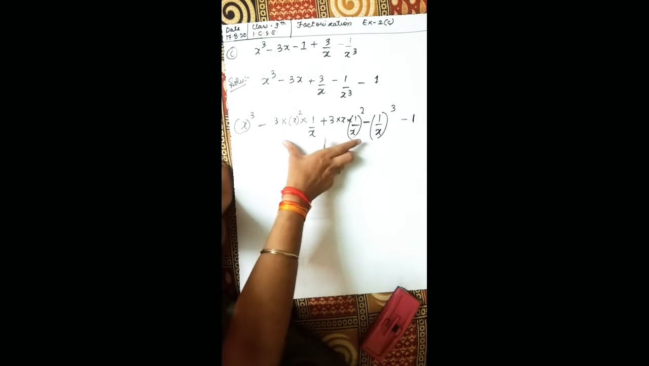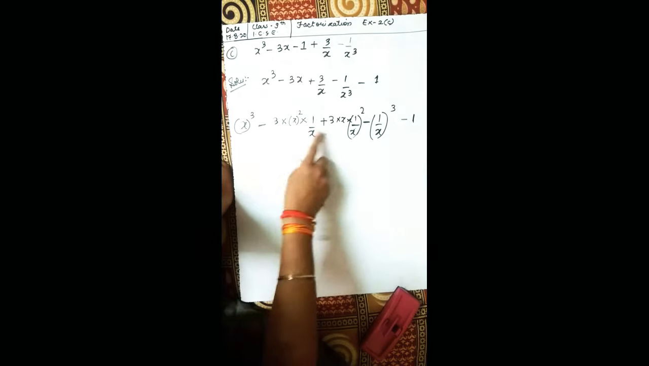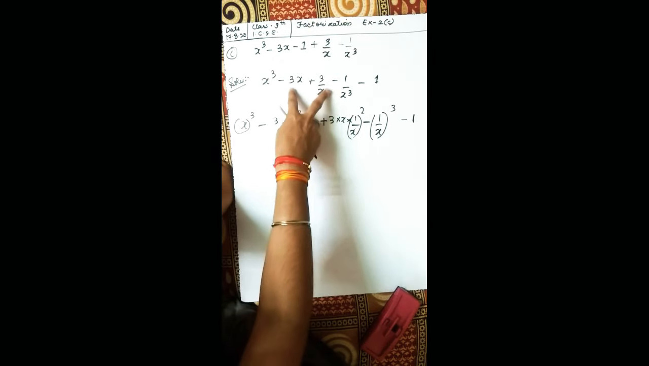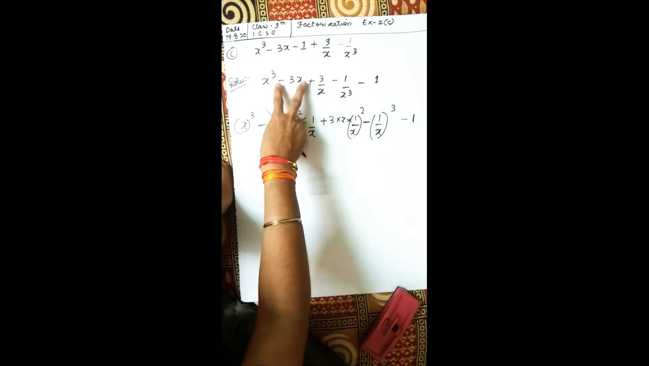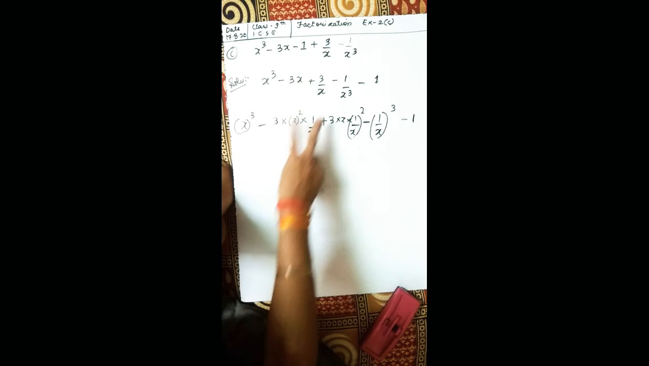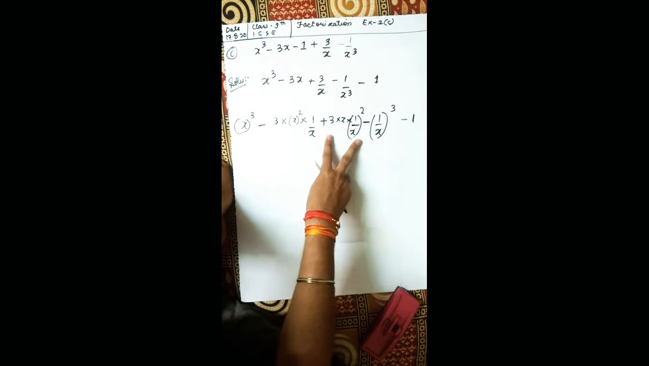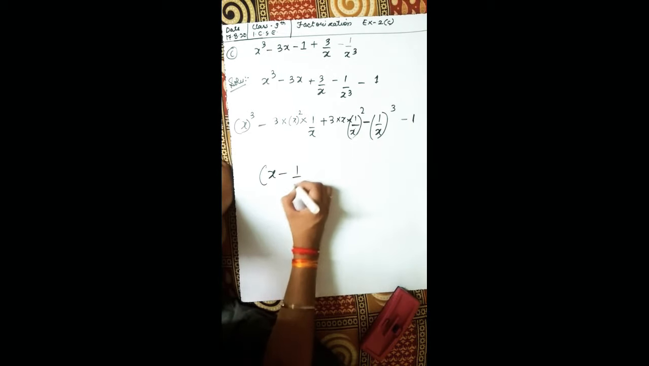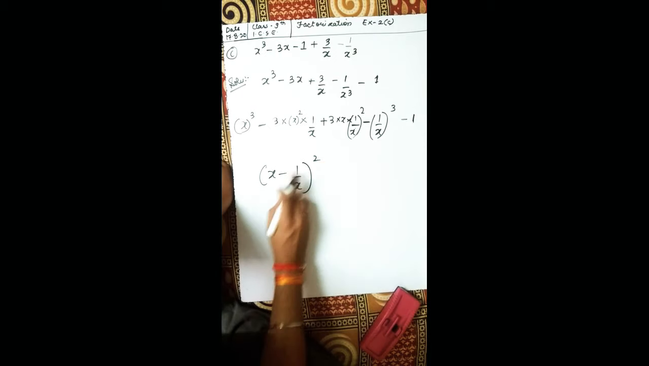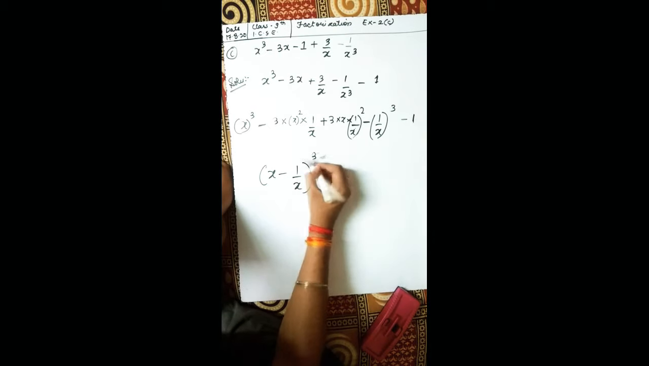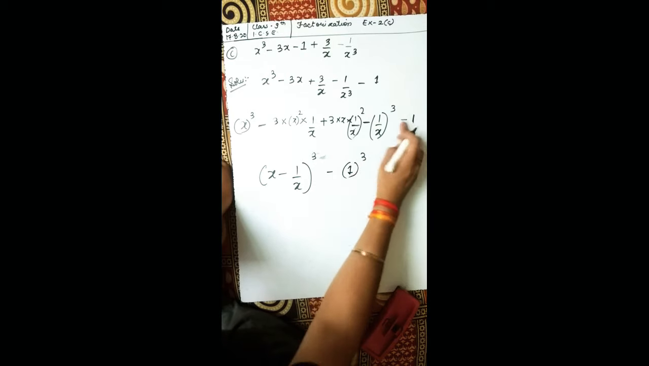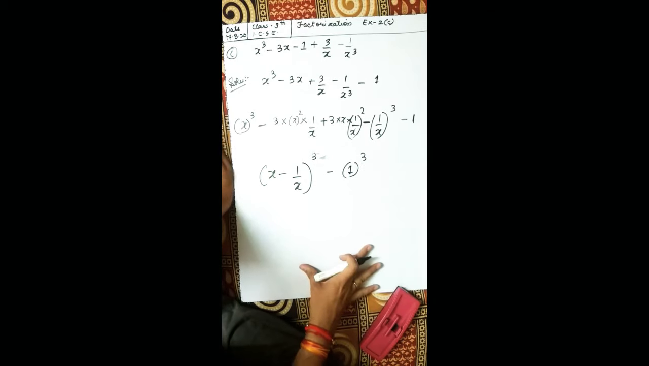And please don't solve this and write in the next step, otherwise you will get the same step as this. We only wrote this minus 3x as this and 3 upon x as this, just to show that this is an identity of x minus 1 upon x the whole cube minus 1. Minus 1, this minus and this 1 can be written as 1 cube.